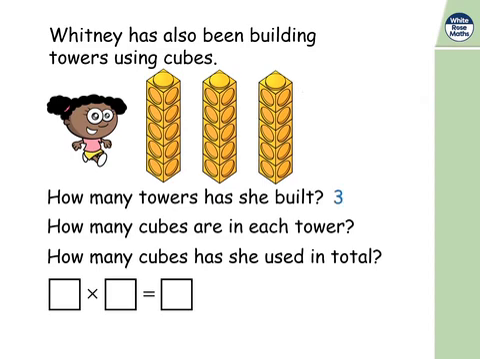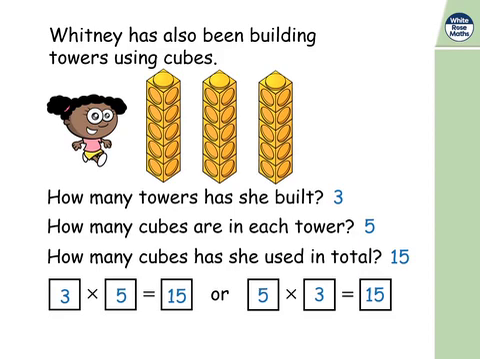How did you get on? 3 towers with 5 cubes in each, so 15 cubes altogether. 3 times 5 is 15, or 5 3 times is also 15.